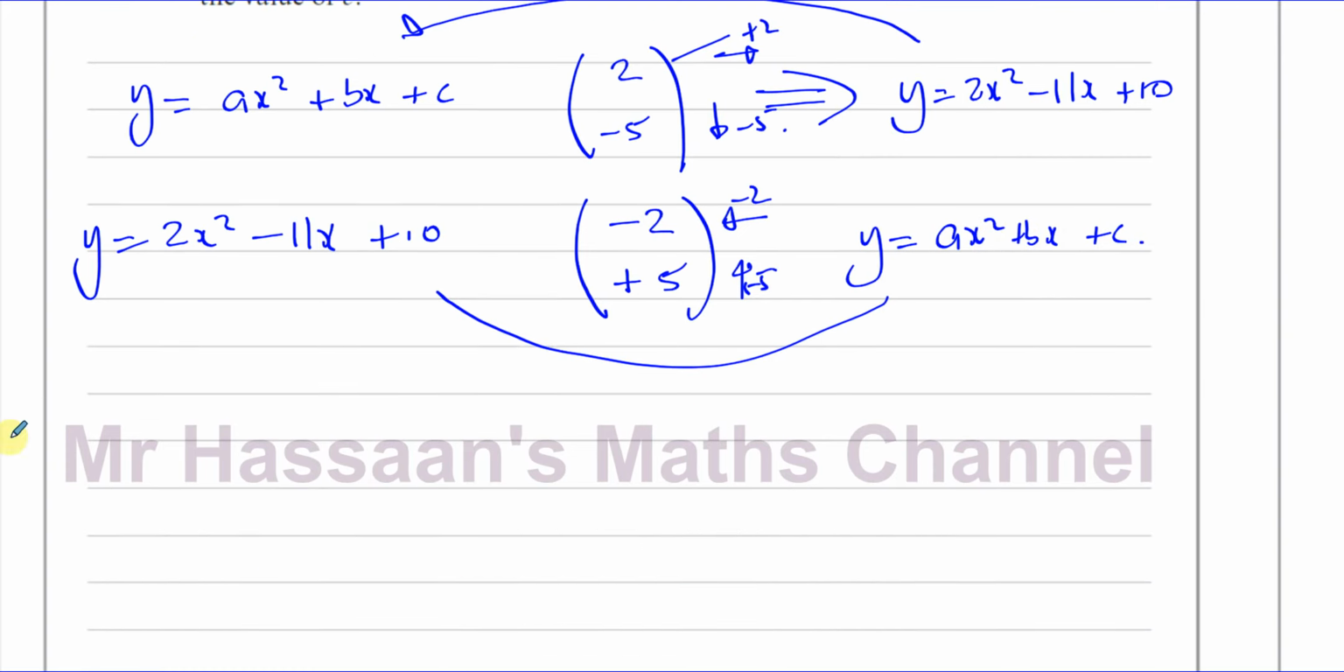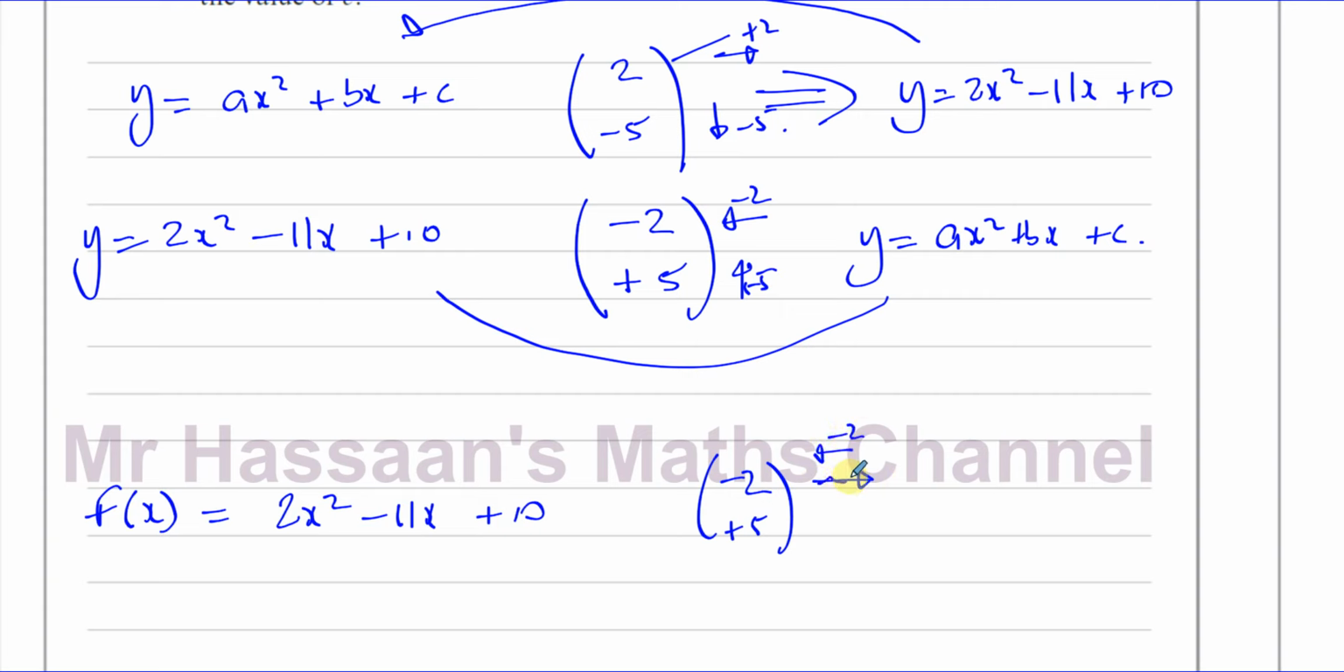So the first thing I'm going to do is say let f of x be 2x squared minus 11x plus 10. This transformation, minus 2 and plus 5, means a horizontal translation of 2 units to the left, and then a vertical translation of 5 units upwards. That's what it means. And in terms of writing in terms of functions, this would be f of x.